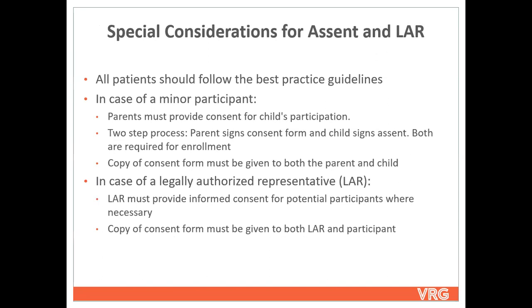Basically, you still follow obviously all the best practice guidelines, but in case of a minor participant, the parents must provide consent for the child's participation. So it's a two-step process in that case. The parent signs the consent form, but the child also signs an assent form, and both are required for enrollment. And then a copy of the consent form must be given to both the parent and the child. Likewise, in case of a legally authorized representative for a participant, the LAR must provide informed consent where necessary, and a copy of the consent form must be given to both the LAR and the participant.